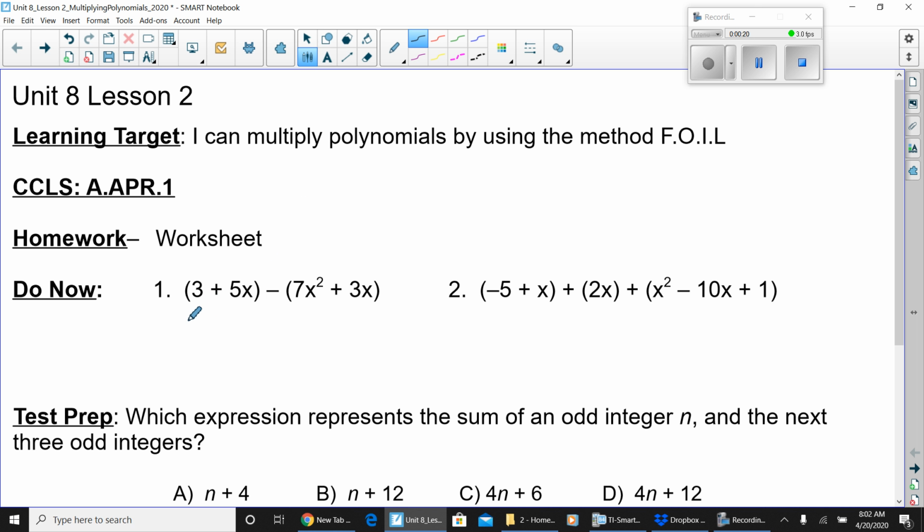Alright, so just like the quiz that you took in the last lesson, from lesson 1, remember this is a subtraction problem, and you're going to just take it out of parentheses, and I'm just writing down the 3x plus 5x, and then I'm going to distribute this minus. Go ahead and do numbers 1 and 2. You could press pause now.